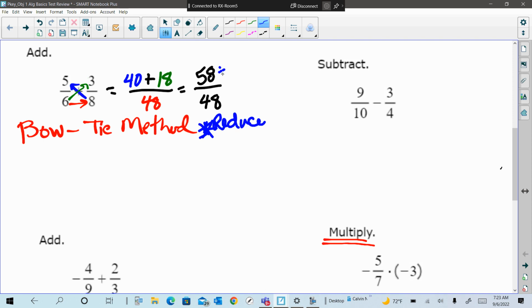I can reduce or divide by what number right off the bat? Because they're both even. Yeah, right off the bat you can do 2 if you don't see the most common factor. So half of 58 is going to give you what? Half of 58, guys. 29. Half of 48. 24. Oops, sorry. And then this is our final answer. I cannot reduce that any further.